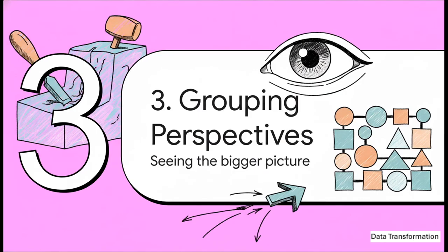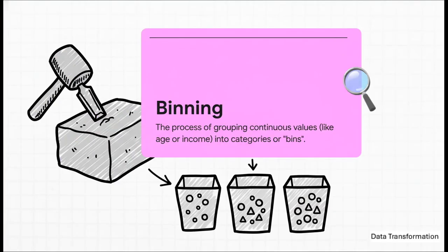Okay, so our data's clean, it's polished. Now we can step back a bit and look at our sculpture from a few different angles. For us, that means grouping things together so we can start to see that bigger picture. And a really powerful way to do that is with a technique called binning.